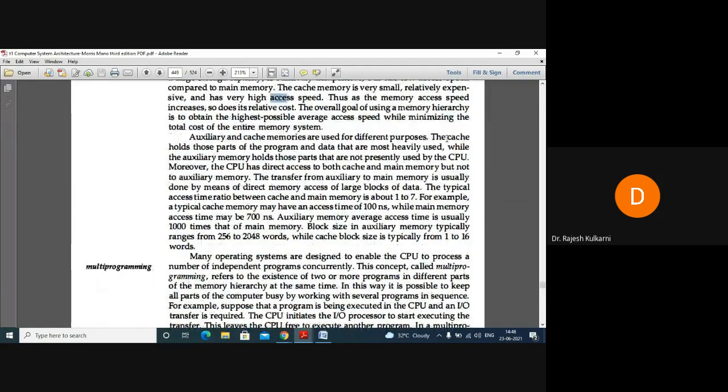What is the purpose of a cache? Temporarily, it will be holding part of the program and data, not the entire program. The entire program and data is placed at which place? It is placed in the RAM. Part of it will be brought to the cache.